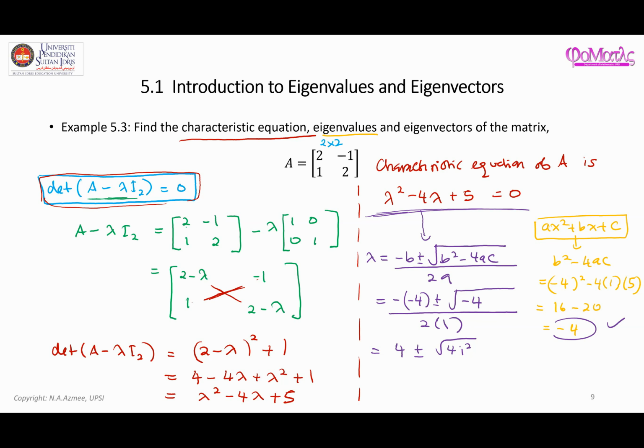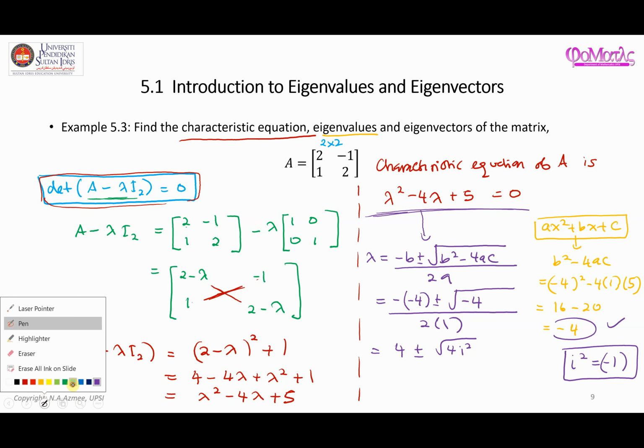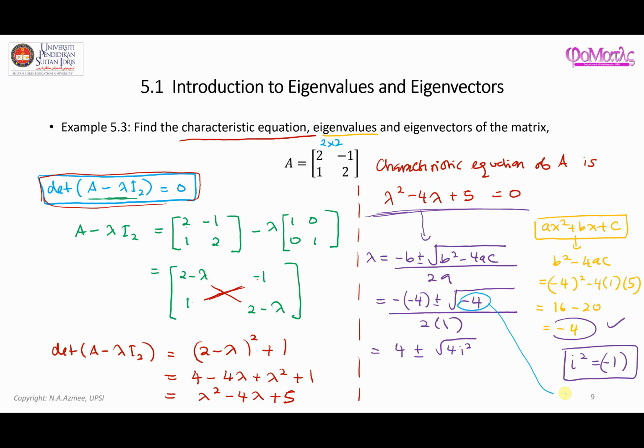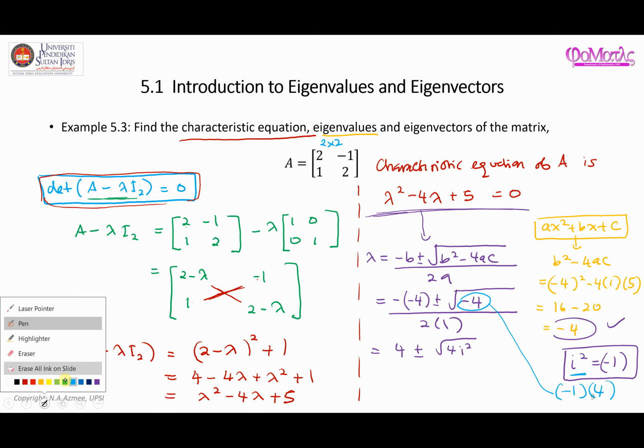Okay, just in case you guys have forgotten, i squared is equal to negative 1. So this is something that you should remember. What we have here is actually negative 4, which can be written as negative 1 times 4, and so you can replace negative 1 with i squared. Okay, right, then shall I just continue?